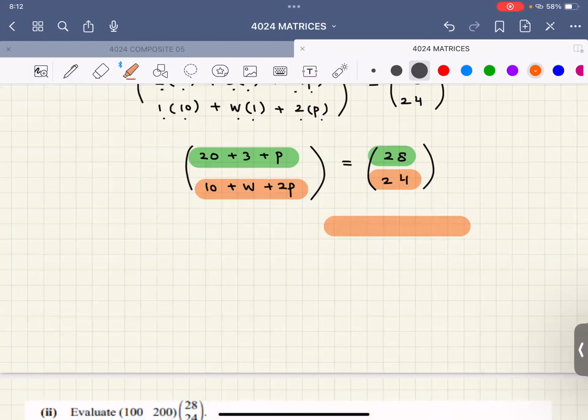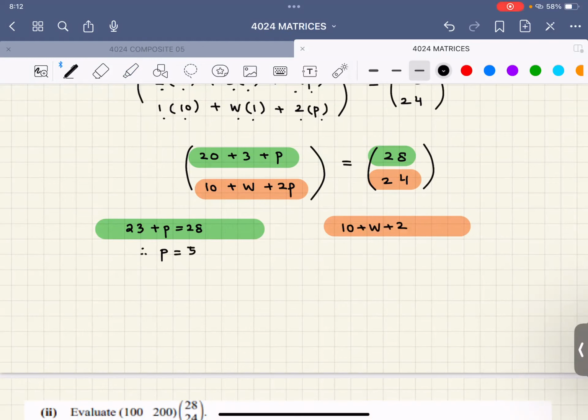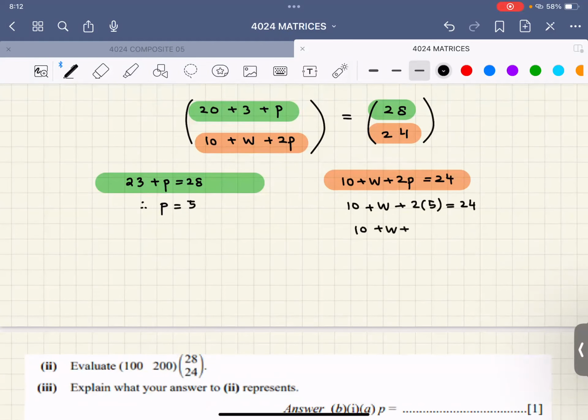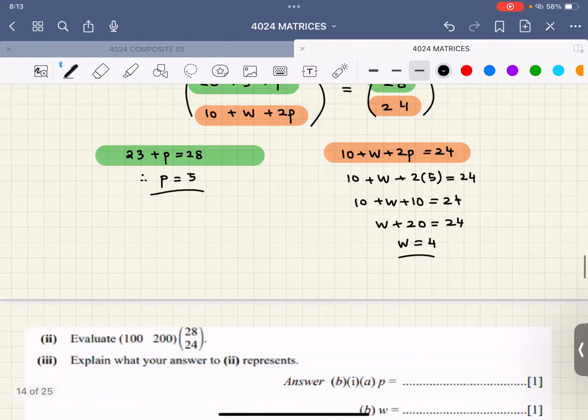So if I focus on the green one and the orange one separately, what do I get? I get 23 plus P equals to 28. Therefore, P comes out to be 5. Over here, 10 plus W plus 2P equals to 24. 10 plus W plus 2 times 5 is 24. 10 plus W plus 10 equals to 24. W plus 20 equals to 24. Therefore, W comes out to be 4. And that is what is being asked.